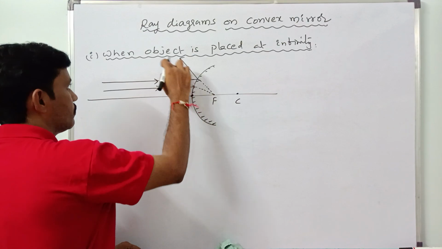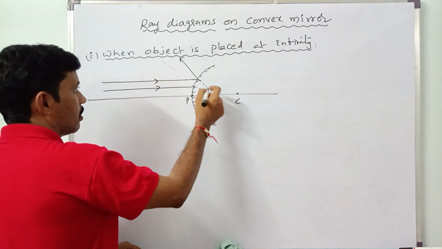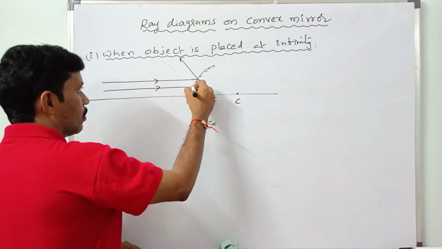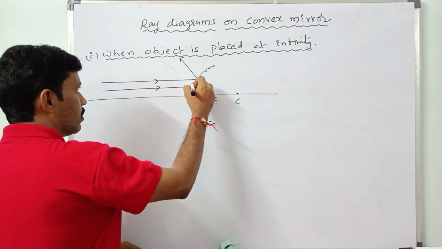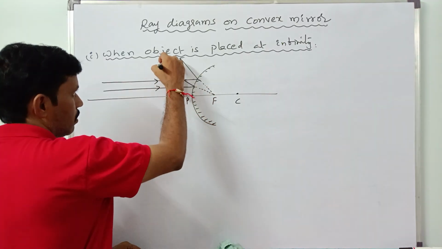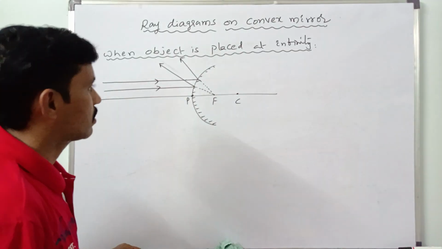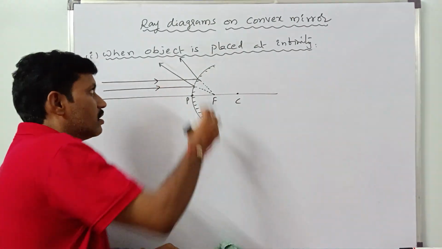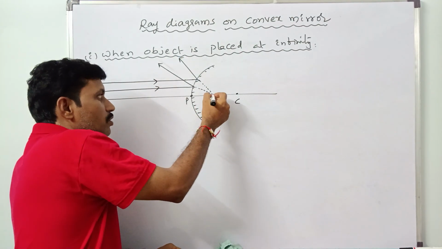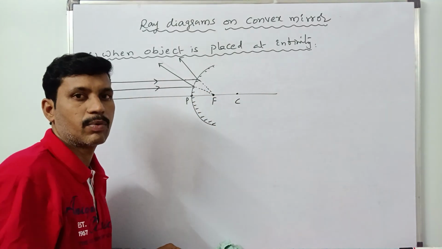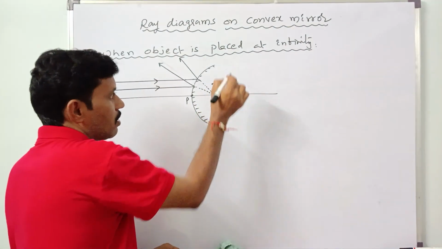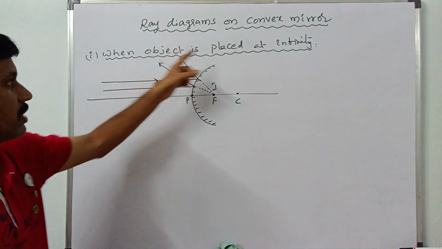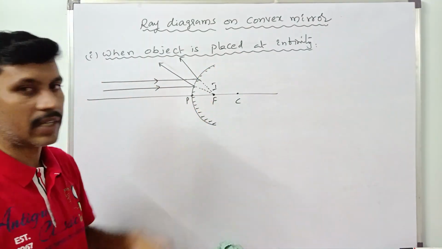When you are drawing the ray diagrams, don't draw it like this, you have to use the scale. Okay, you have to use the scale. If you observe, these two reflected rays appear to meet at one point, that is the focus point. That means the image is formed here. So when the object is placed at infinity, the image is formed at F.